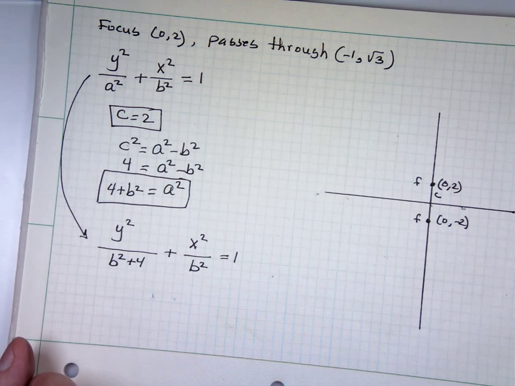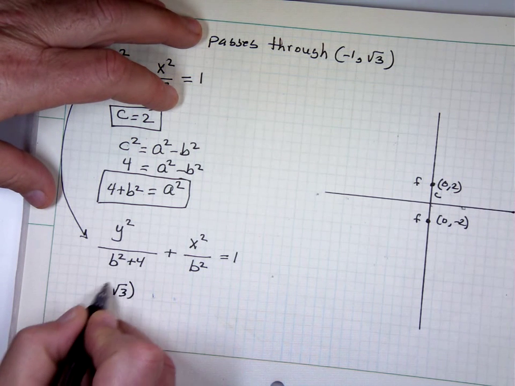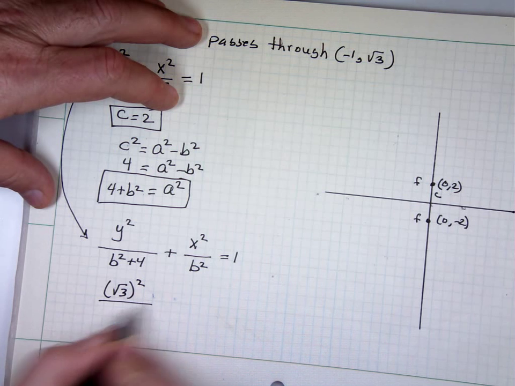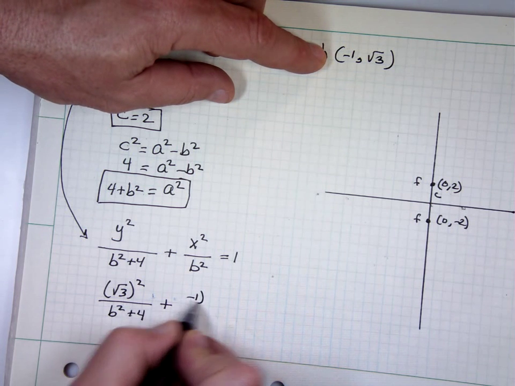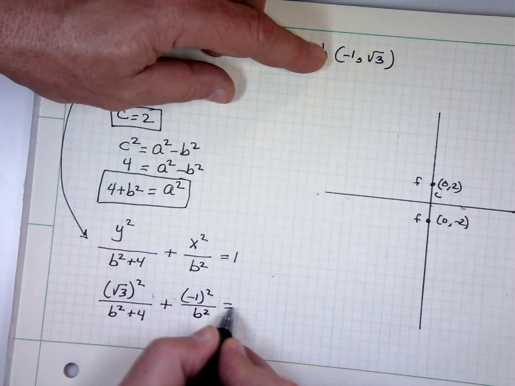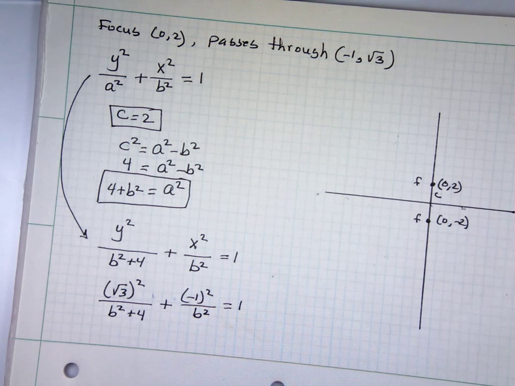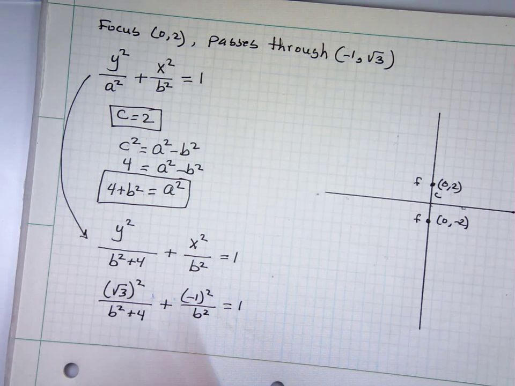What is the square root of 3 squared divided by b squared plus 4, plus, what's x equal to? Negative 1 squared. How many unknowns do you see in that equation? One. I should be able to solve for b. Once I know b, can I find what a is? Go backward.